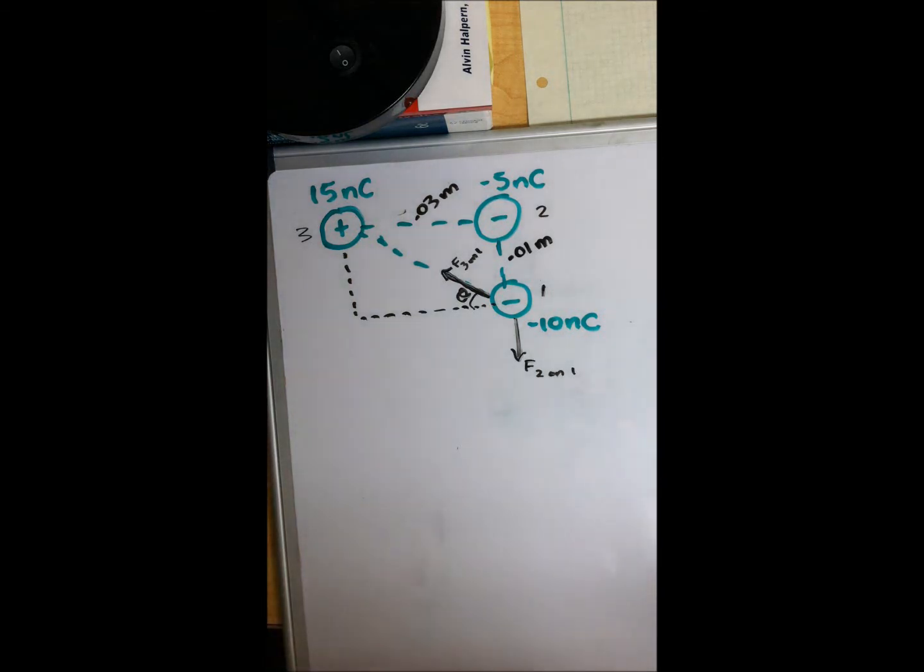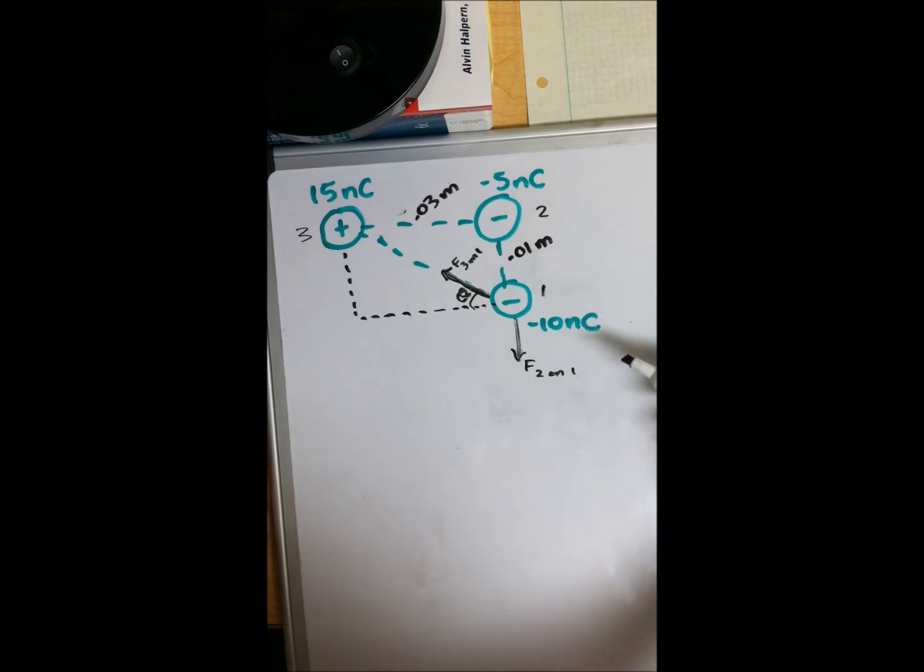Hey guys, chapter 26, number 39 here. Question: it's given us three charges, two negatives and a positive, and it tells us we're most interested in the negative 10 nanocoulomb charge. We need to find the magnitude of the force that it's feeling and the angle of measurement with respect to the positive x-axis.